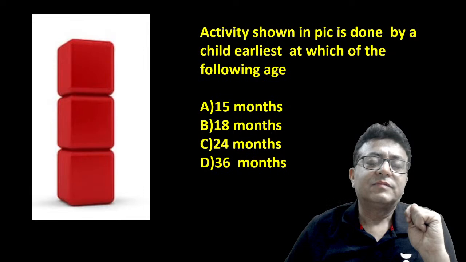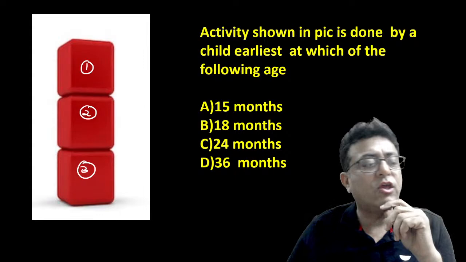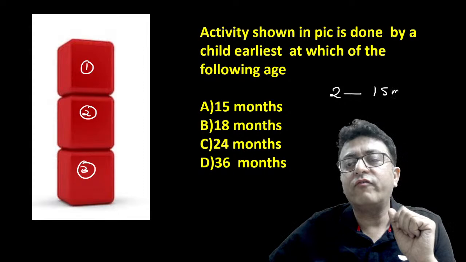This is a tower of cubes. These are 1, 2, and 3. A child can make a 2 cube tower at 15 months. A 3 cube tower, a child can make at 18 months.